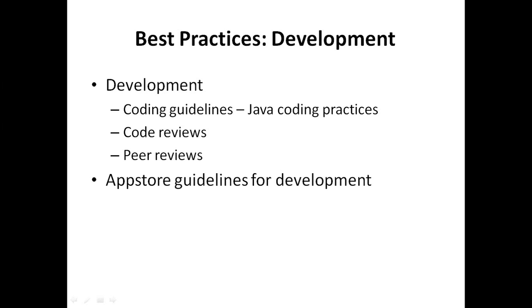So if you're writing a piece of code, get it reviewed by your peers. And the other guidelines are those given by the individual app stores. Whether you're developing for Android or for iOS, each of these gives you their own guidelines for development. So we need to try and put those best practices into our applications while the development phase is going on.